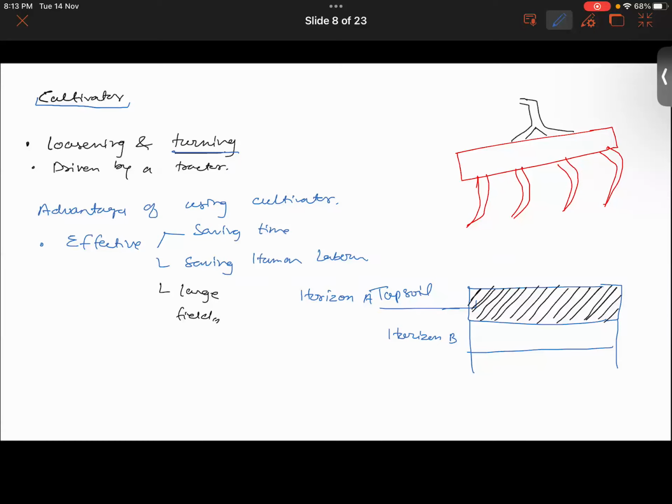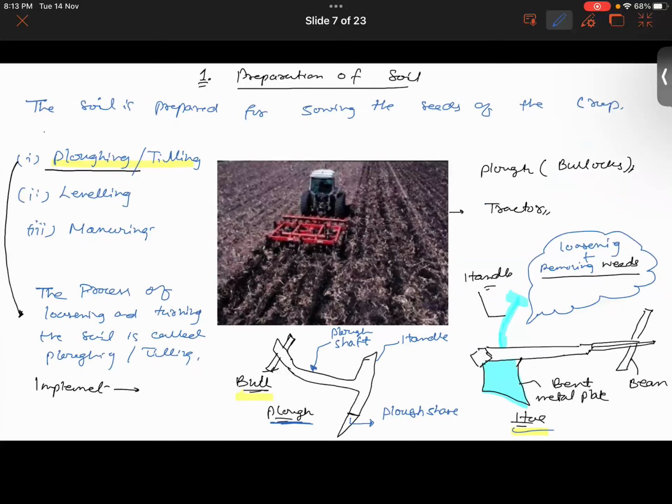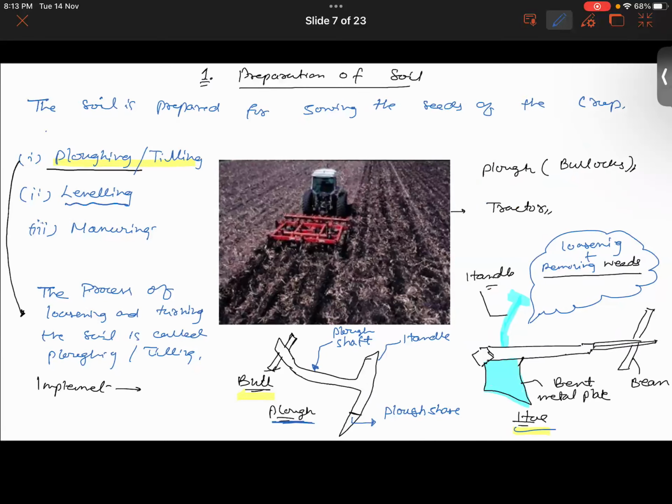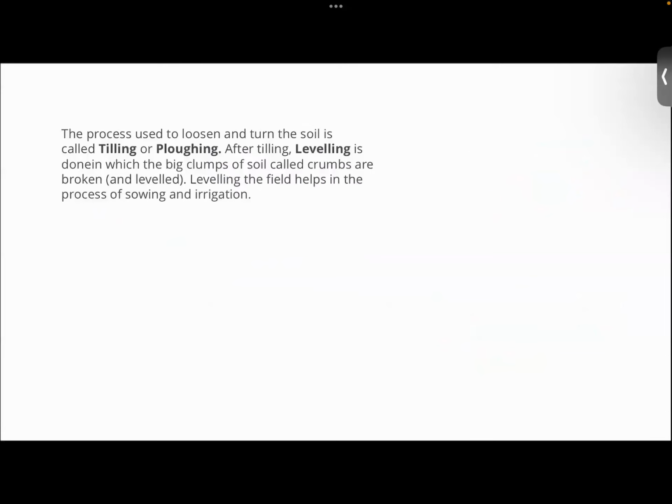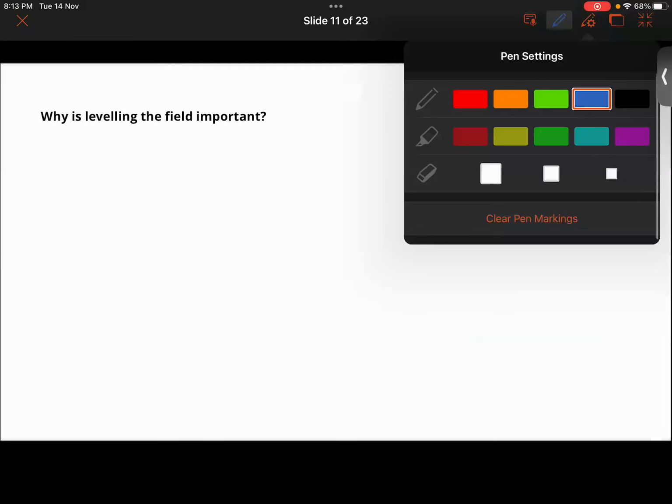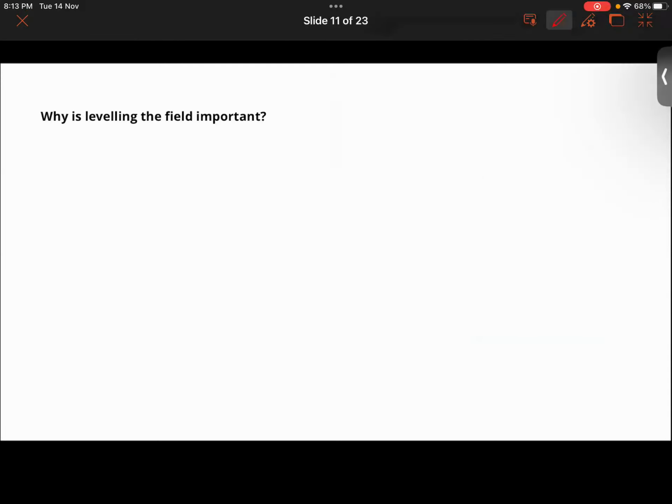Okay, there were some other steps involved in the preparation of soil as well, right? Apart from that, remember we were talking about leveling also. So the question comes here, why is leveling of the soil important? Because of soil erosion. Yes, sir, because of soil erosion.